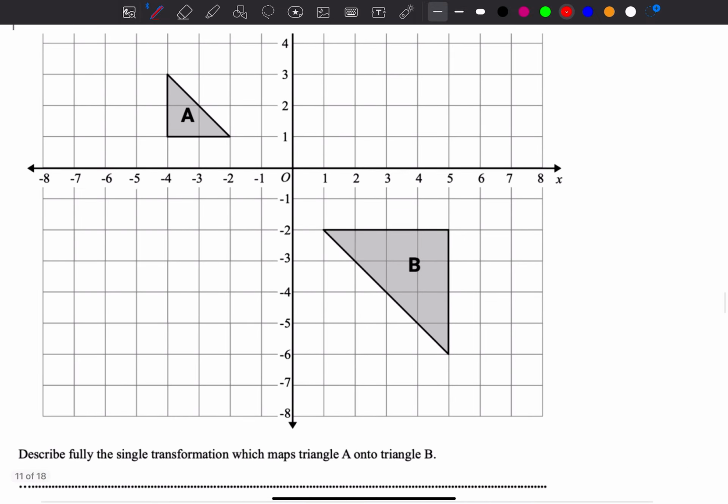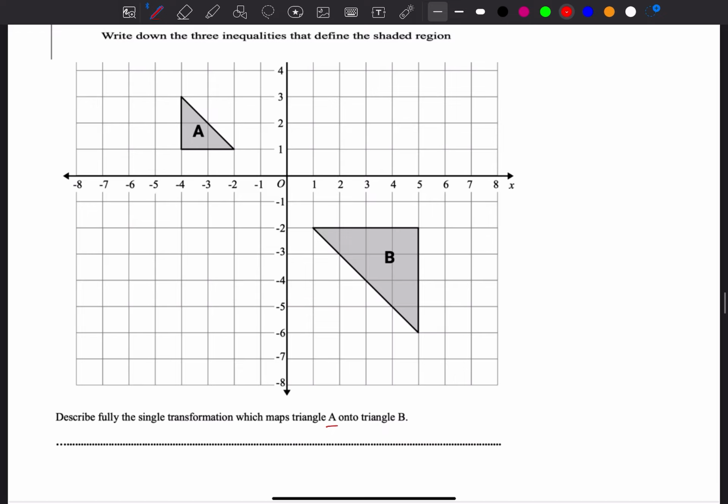Describe this transformation, single transformation. So make sure you're going from A to B. Sometimes they might say B to A. Just always read. So you know that it is an enlargement by a scale factor. Remember, it was a 2 box here, so let's assume here, what's this, 4 box, so 2 to go to 4 is times it by 2.